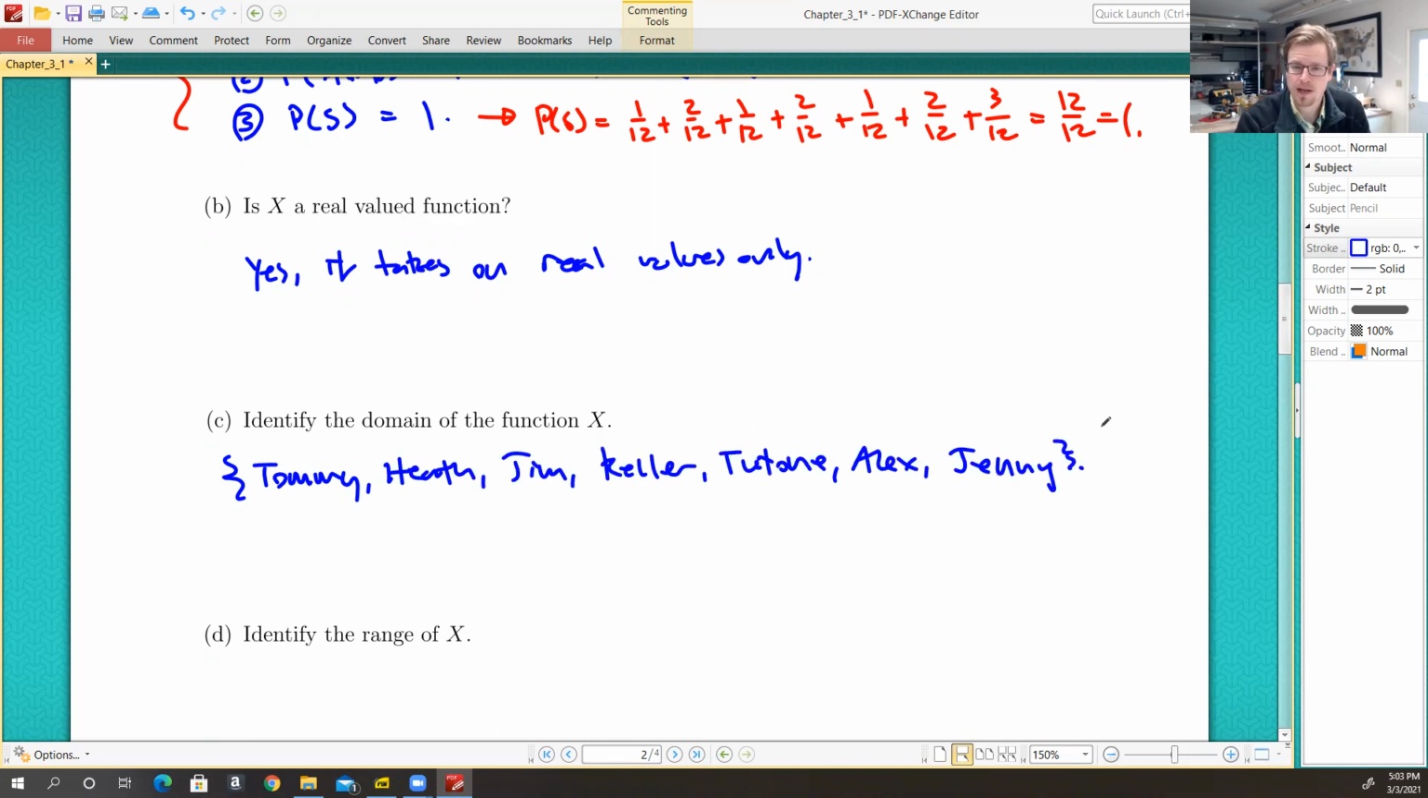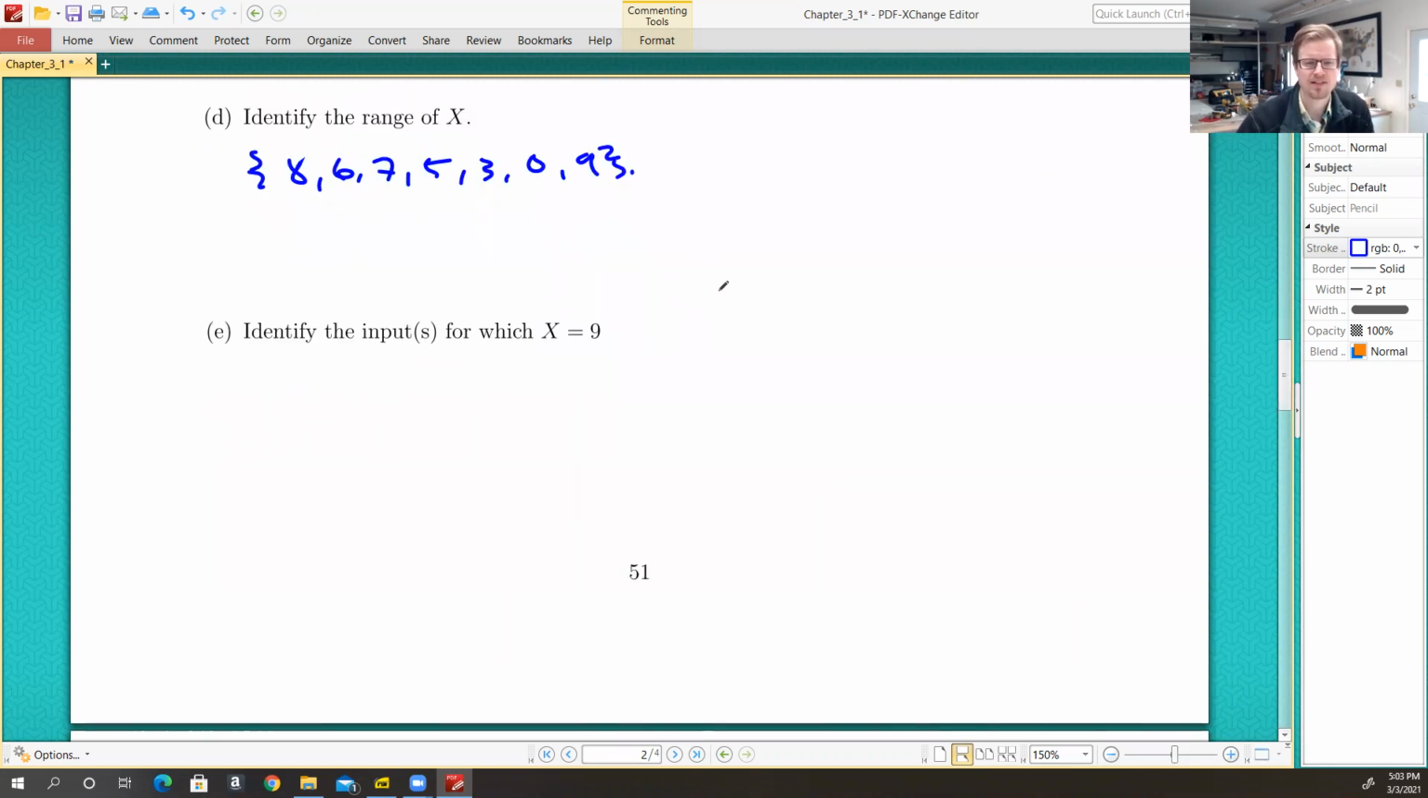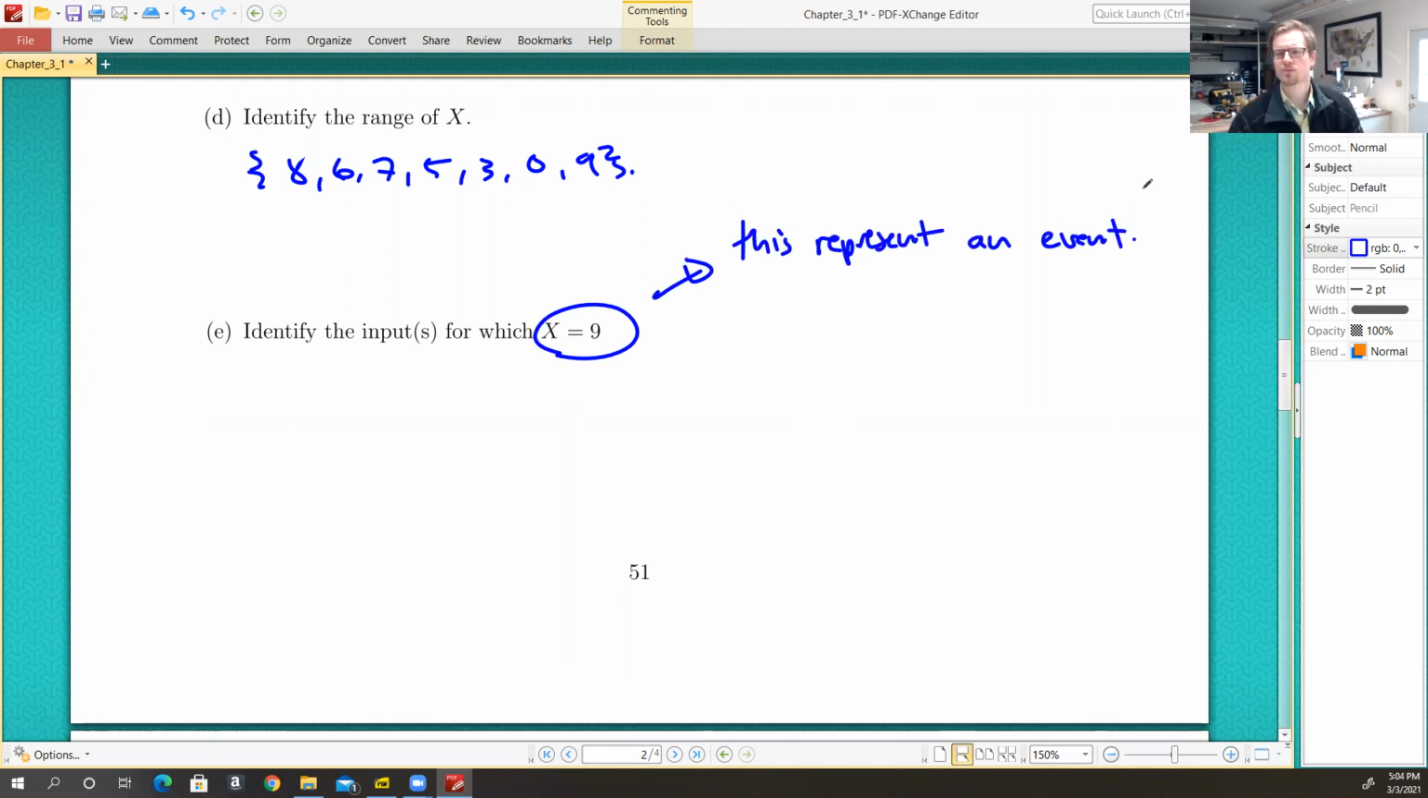Excellent. And then what's the range? Well, the range is exactly those numbers that the function takes on: 8, 6, 7, 5, 3, 0, and 9. Excellent. And then what we want to recognize is this notation. This represents an event. So when we say that x is equal to 9, we're actually giving an event.